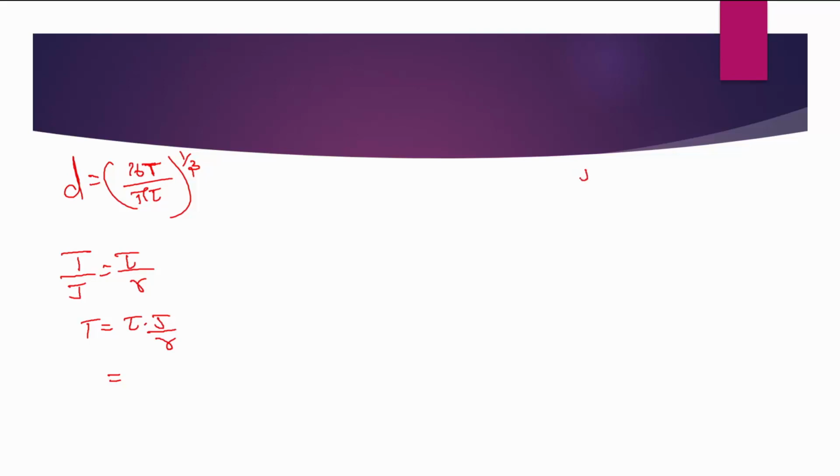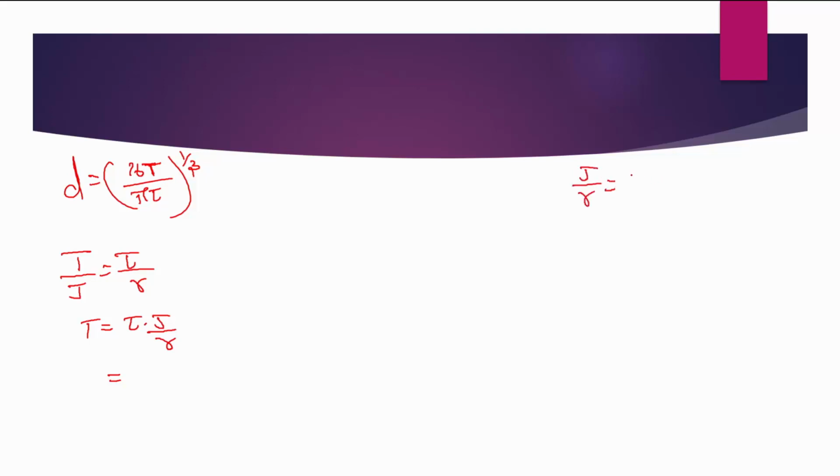Since k is given, we can go ahead with the formula. We have d equal to (16 t by pi tau) the whole power 1 by 3. This is in case of a solid shaft. Now what we have is a hollow shaft. So let us derive from the initial condition t by j is equal to tau by r, where t is equal to tau into j by r. Now we have derived for z. Let us try to derive for the condition of j by r.